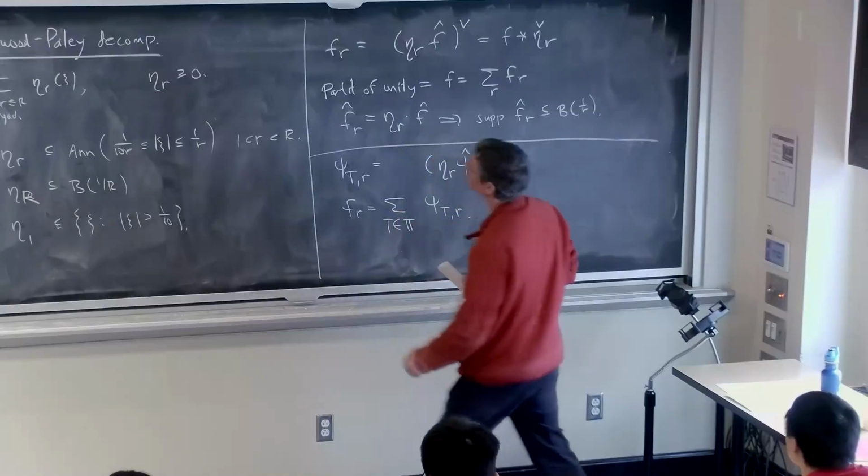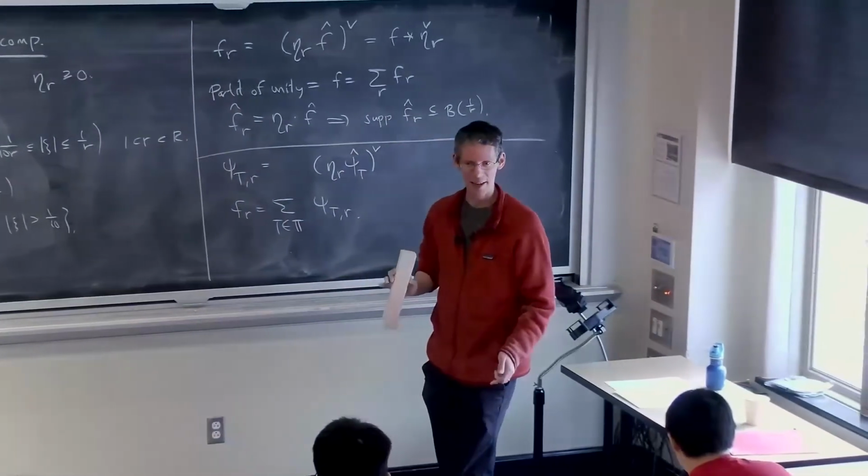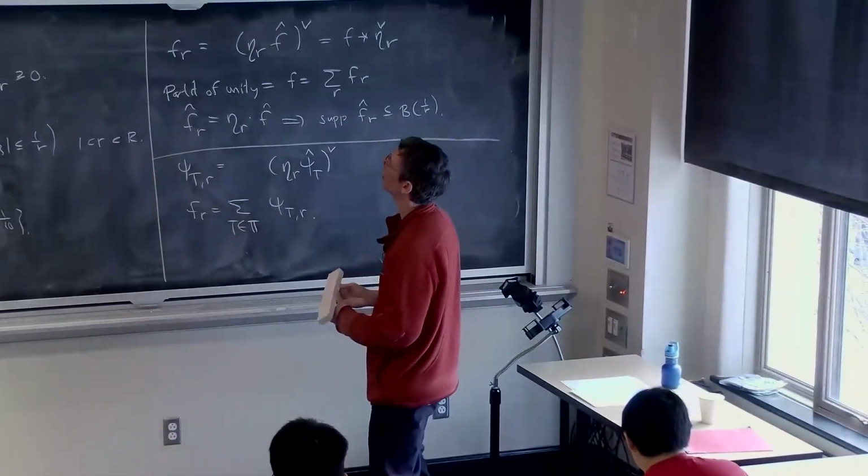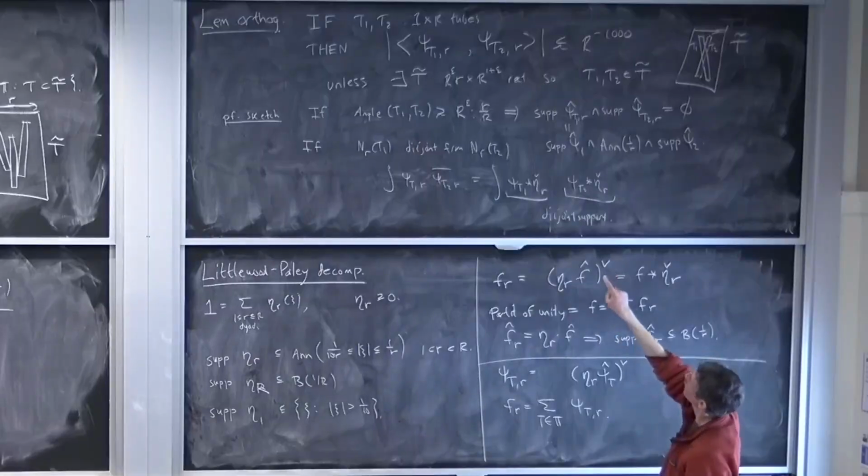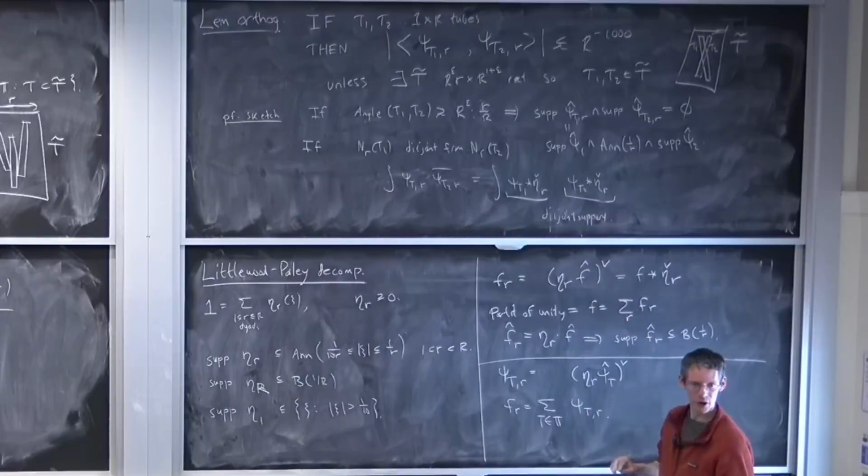OK. So now we are ready to estimate the L2 norm. So our orthogonality lemma says that these different CTRs are usually orthogonal with a few exceptions. And we're going to use that orthogonality to estimate the L2 norm. But we have to keep track of how many exceptions there are.